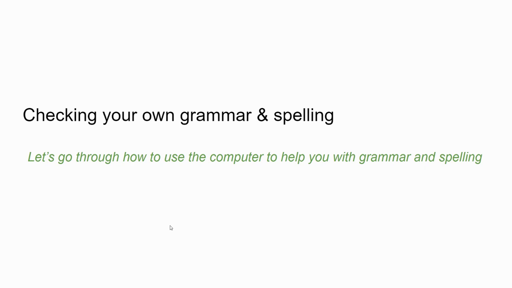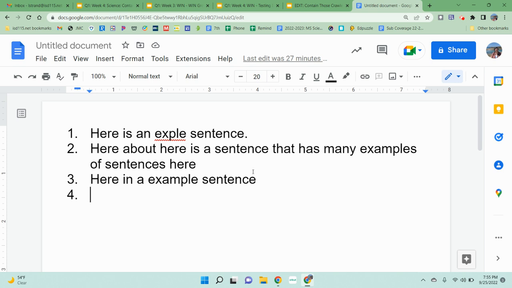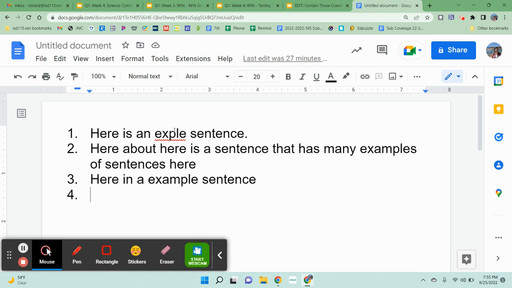All right, and then lastly, we're going to talk about checking your grammar and spelling. I'm going to go through on a computer how to do this, so please listen up. I know a lot of this has been review for some of you. It's been brand new to others, but this I think is going to be brand new for everybody. So I have a little document here. So here is an example sentence. It's underlined red. I can see that right here. I know that this is wrong and I need to change it.